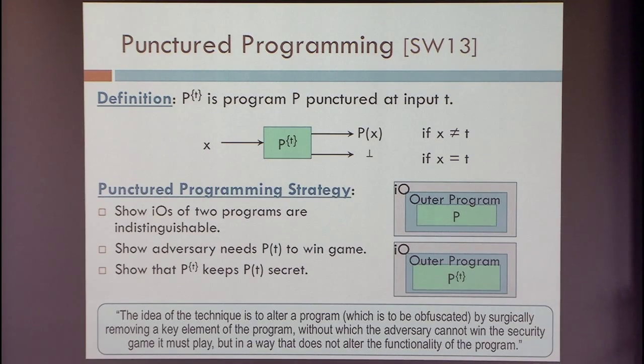So Sahai and Waters have a sort of nice description of it. The idea is to alter a program, which is to be obfuscated, by surgically removing a key element of the program without which the adversary cannot win the security game, but in a way that does not alter the functionality of the program.